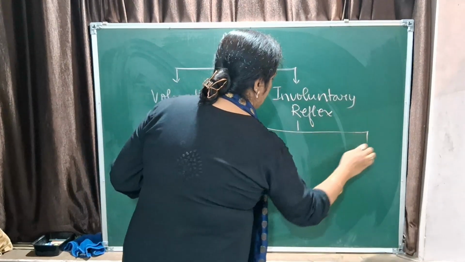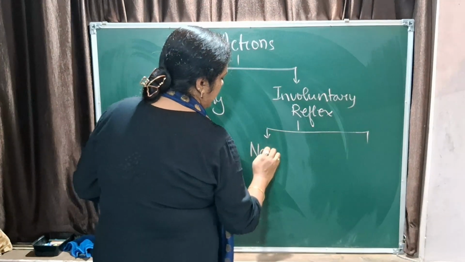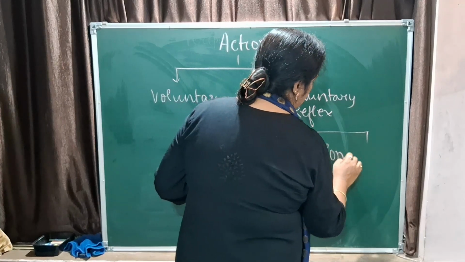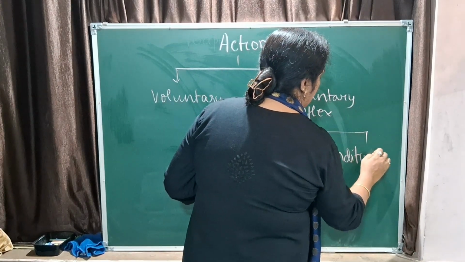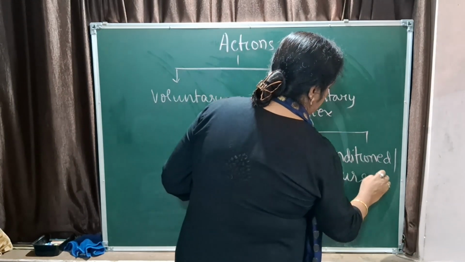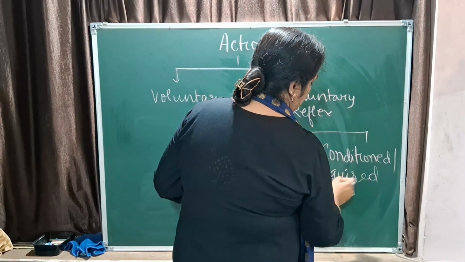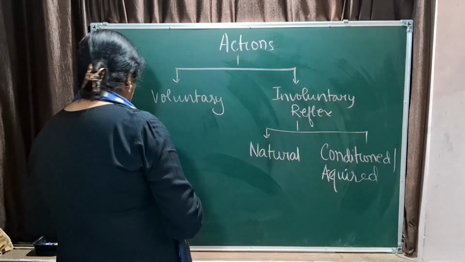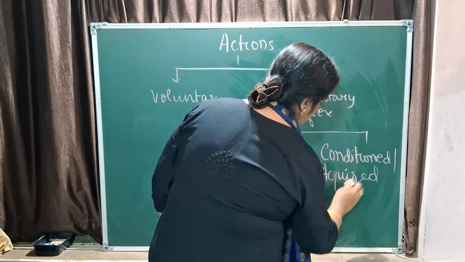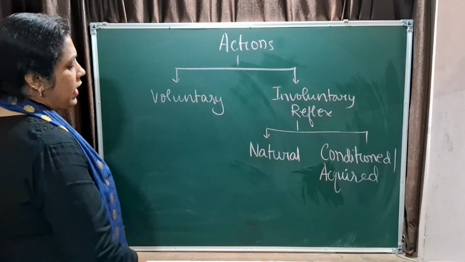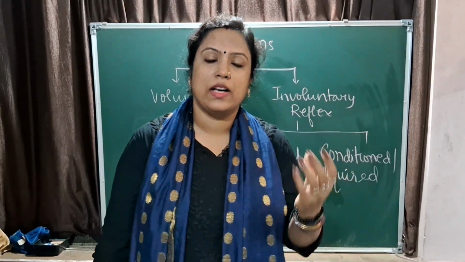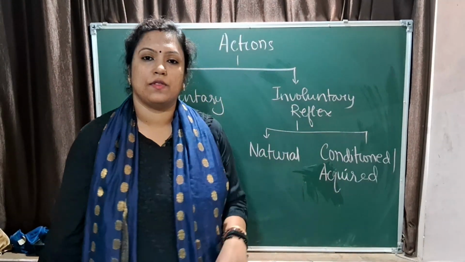So here there are two again. One is natural reflexes that you are born with, and one is conditioned reflexes that we learn in our lifetime. So it is also called acquired reflexes. Acquired reflexes. So natural reflexes are what we are born with. Blinking of the eye, coughing, sneezing. These are all examples of the natural reflexes.